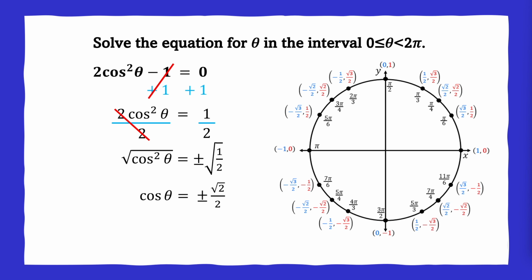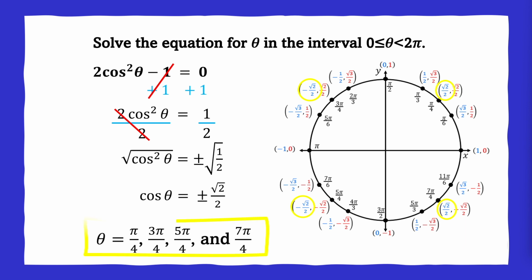Cosine corresponds to the x-coordinate on the unit circle. Looking at the unit circle, we find that cosine equals plus or minus square root of 2 over 2 at 4 angles. They are pi over 4, 3 pi over 4, 5 pi over 4, and 7 pi over 4.